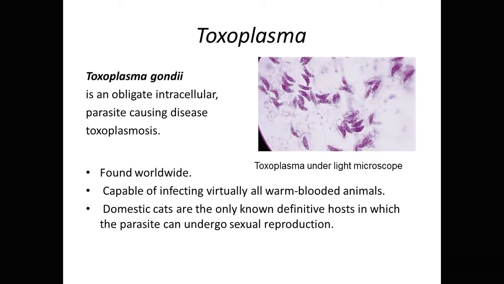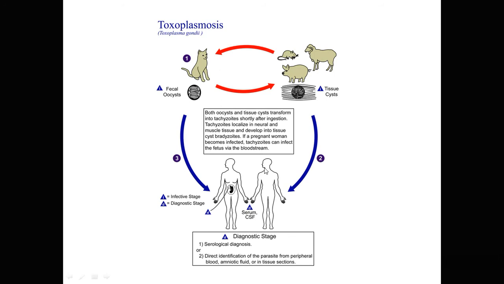Toxoplasma. Toxoplasma gondii is an obligate intracellular parasite, so it goes inside the cell and causes disease, toxoplasmosis. It has worldwide distribution and is found in all warm-blooded animals, but cats are considered as definitive hosts, and definitive hosts are the hosts in which parasites undergo sexual reproduction.